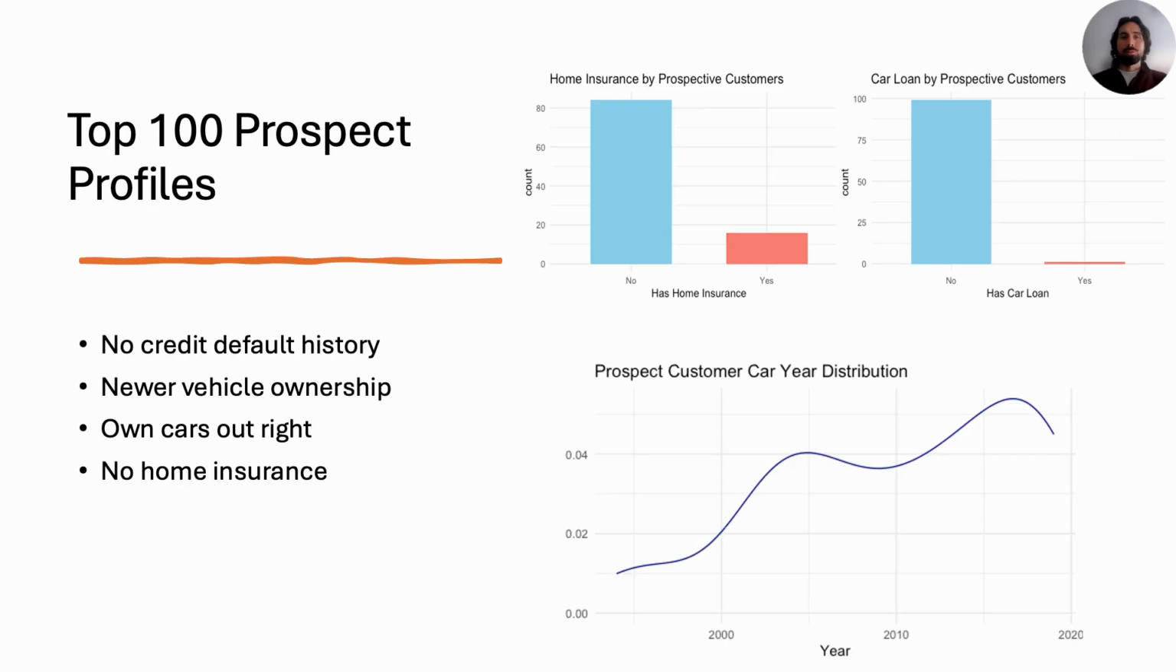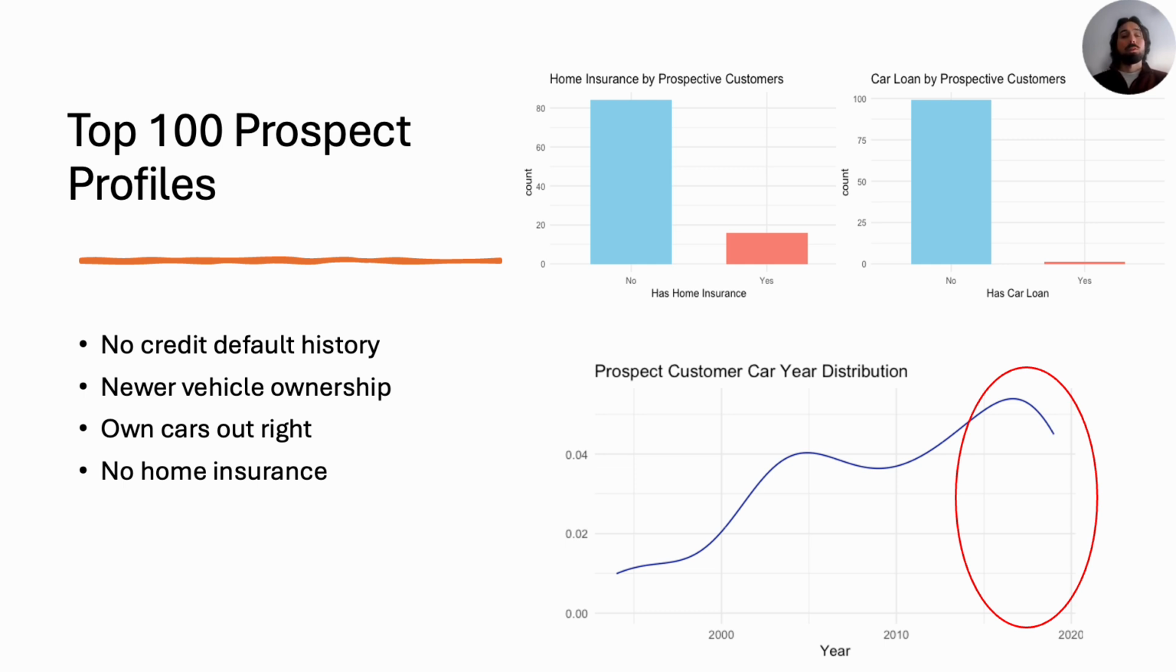So I want to give some background on how our top prospective customer profiles, which you can refer to in the provided handout, compare to our historical customer profiles just mentioned. One key characteristic is 0 of the proposed customers have had credit defaults on record, which is a good sign for loan repayment. Additionally, the majority of their cars have been bought in the last decade, with the highest proportion being purchased in the last 5 years, which should increase collateral value and therefore loan amounts.